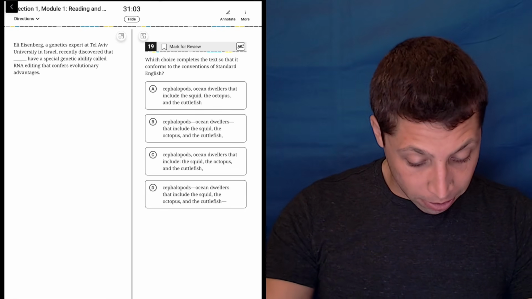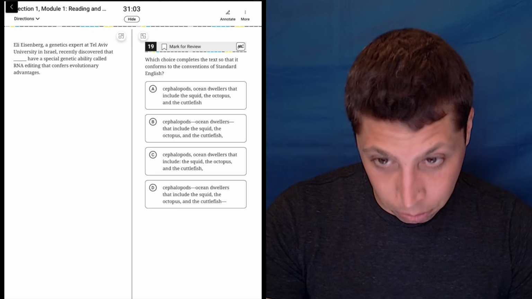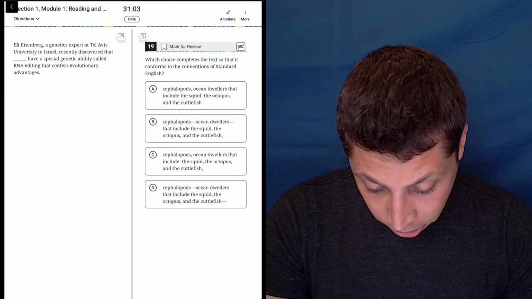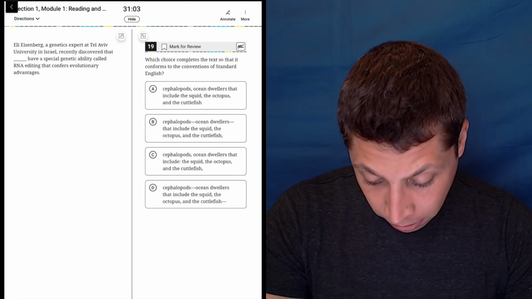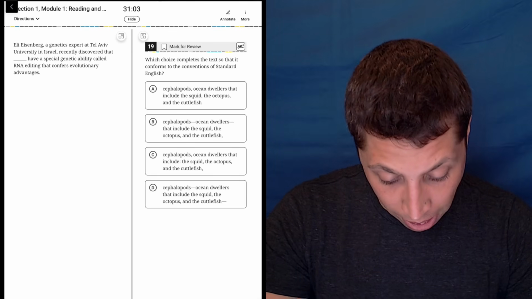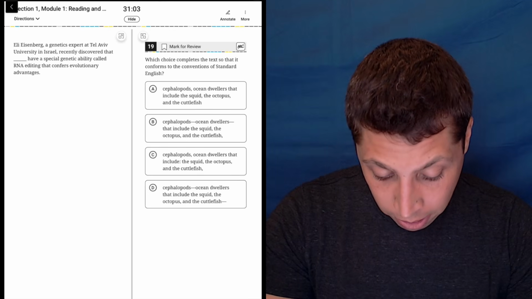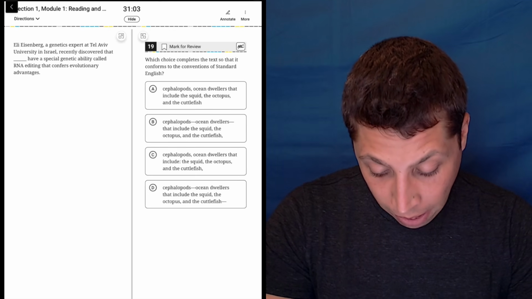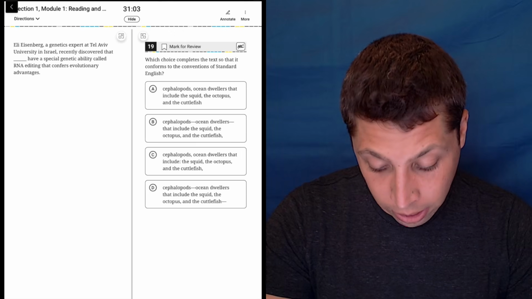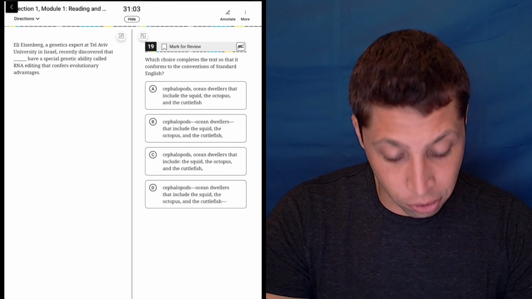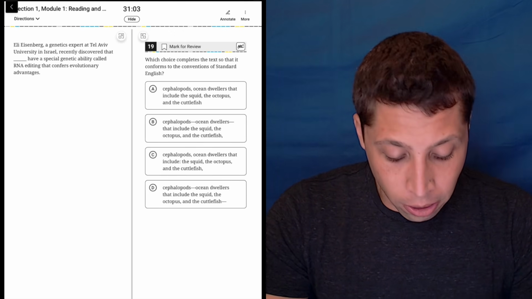This is probably about, yeah, looks like punctuation again. What do we do with these dashes? Eli Eisenberg, a genetics expert at Tel Aviv University in Israel, recently discovered that cephalopods, I'm reading choice A, ocean dwellers that include the squid, the octopus, and the cuttlefish have a special genetic ability called RNA editing that confers evolutionary advantages. Okay.